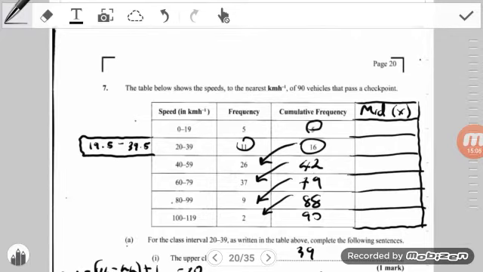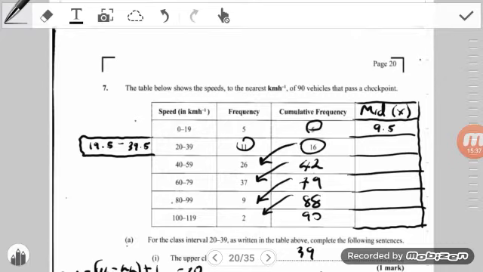So here we go. In order for us to find the midpoint, we're simply going to be adding the limits of each class and dividing by 2. Yes? So lower limit plus upper limit, divide by 2. So here we have lower limit 0 plus upper limit 19. That's equal to 19. And if we divide that by 2, we get 9.5.